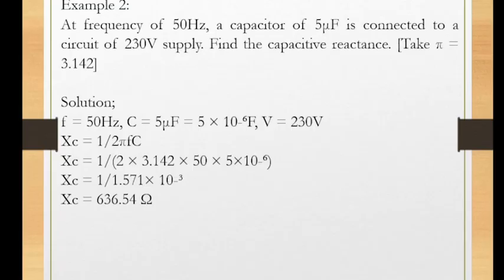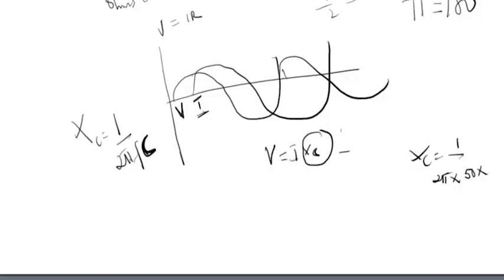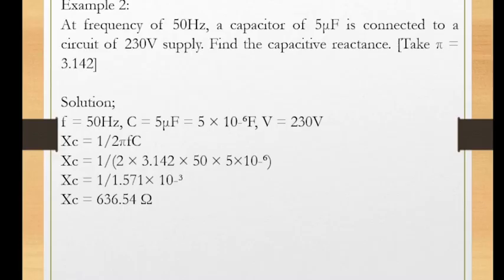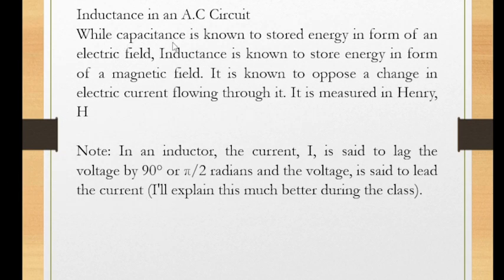Our C was 5 times 10 raised to the power minus 6. So we have our Xc. Putting it into our calculator and solving it, we get the capacitive reactance to be 636.54 ohms. It is a resistance, and the unit is ohms.